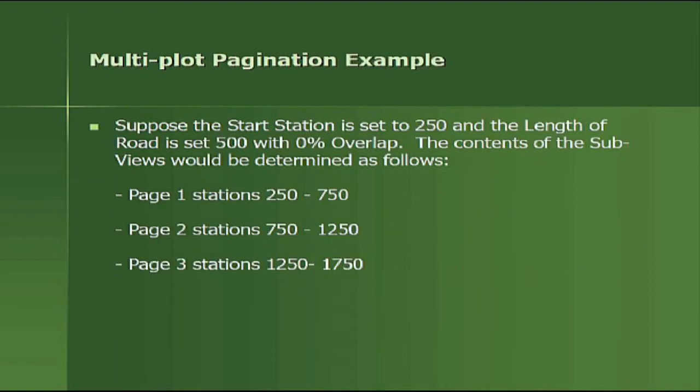Suppose the start station is set to 250 and length of road is set to 500 with 0% overlap. The contents of the subview will be determined as follows. Page 1 stations 250 to 750, page 2 stations 750 to 1250, page 3 stations 1250 to 1750.